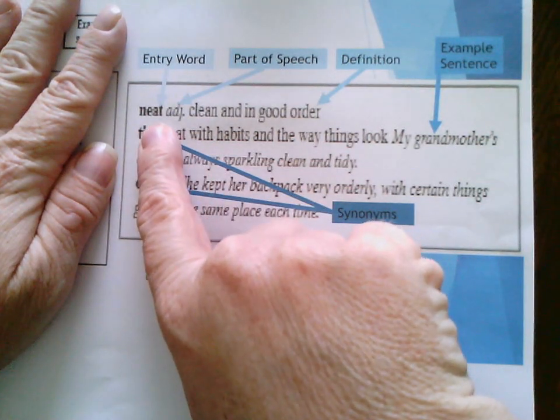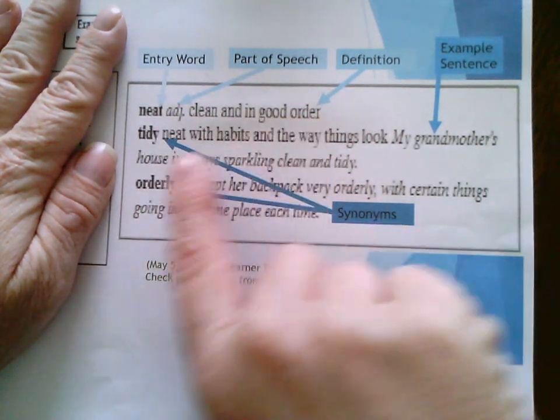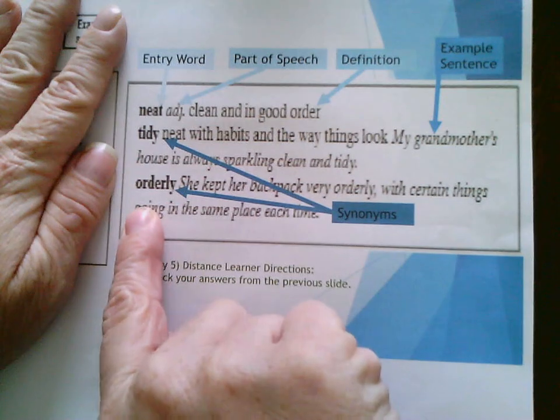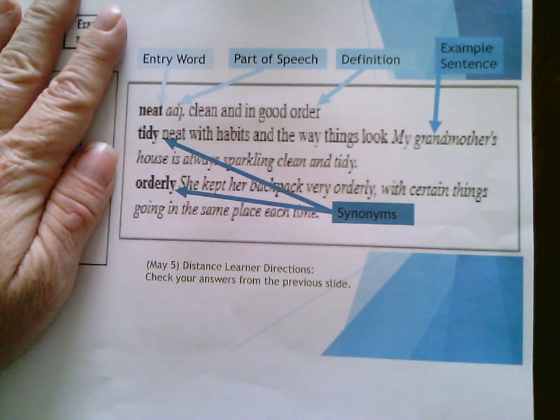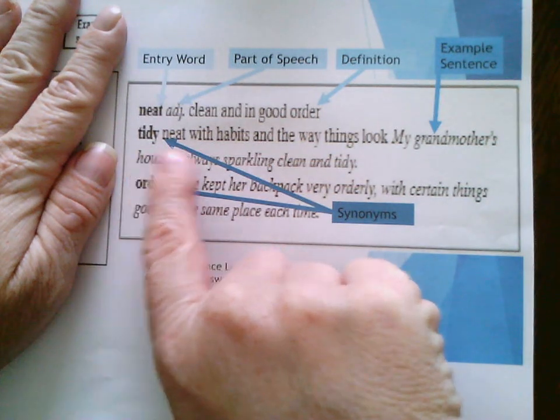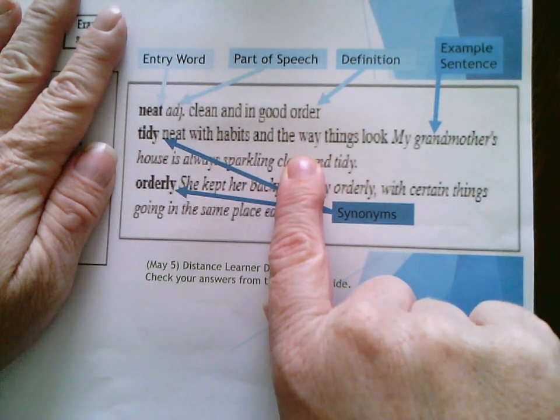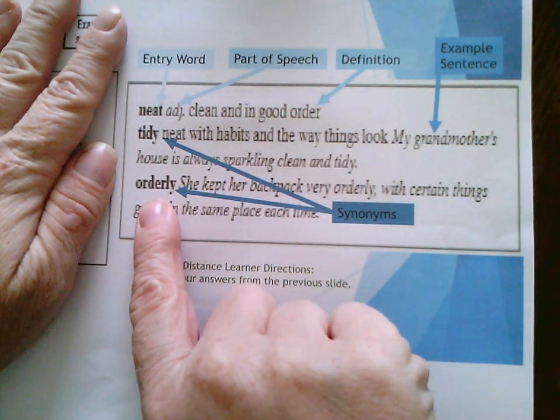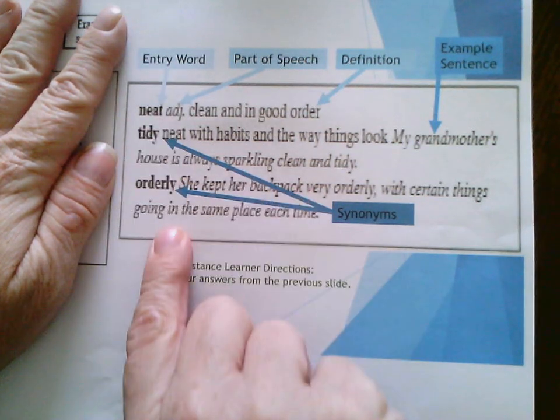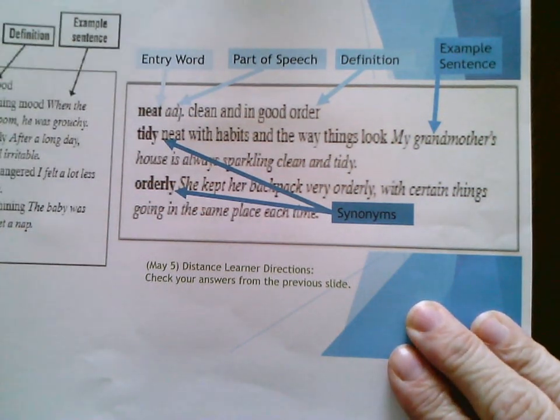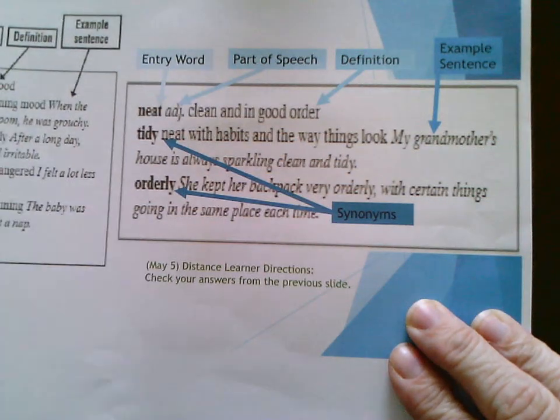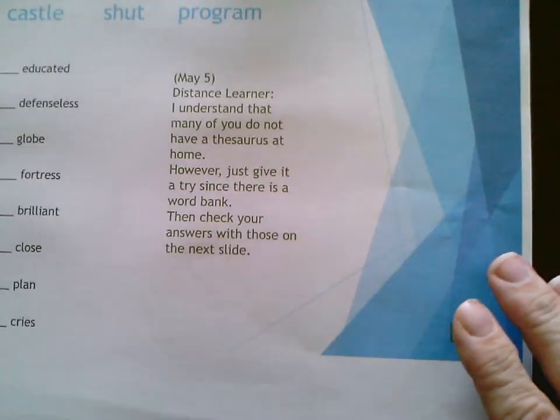And I see that neat means clean and in good order. Here are some other words the thesaurus has given me that I could use in its place. Tidy, neat with habits in the way things look. Orderly. Okay, these are some good synonyms thanks to my handy dandy thesaurus. Okay, so that is what a thesaurus can do for you.